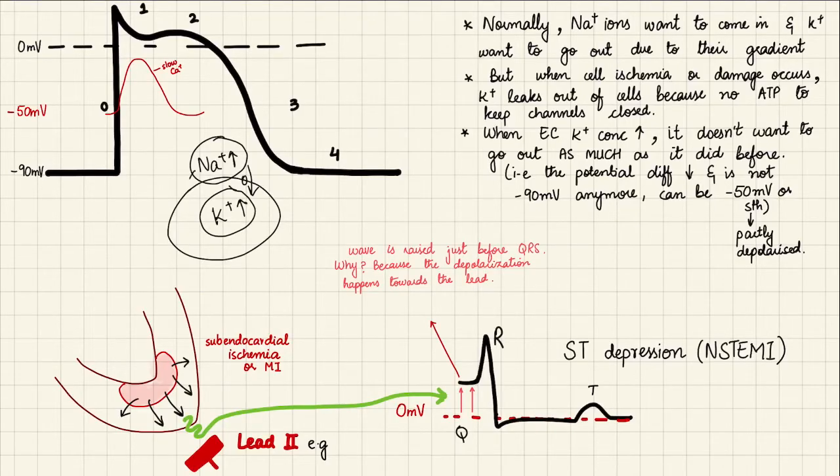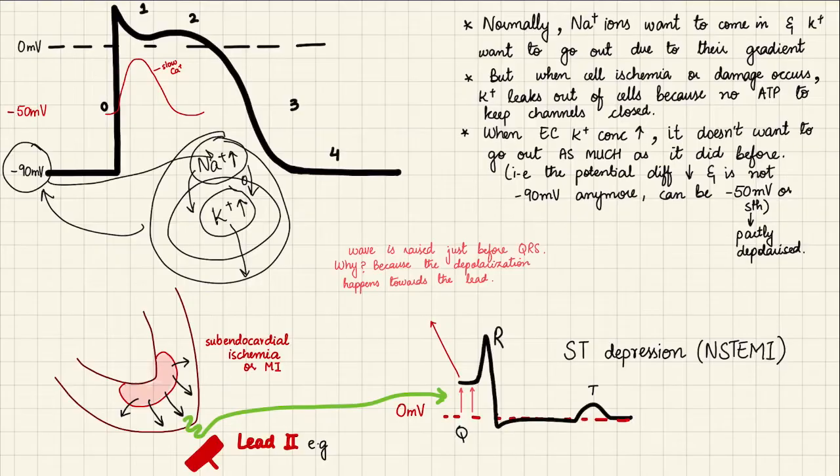Sodium always wants to come inside and potassium always wants to go outside because of the concentration difference. Because of this, we have the resting membrane potential, which is minus 90 millivolts. At this potential, the sodium channels are closed, and this membrane is ready to get depolarized.